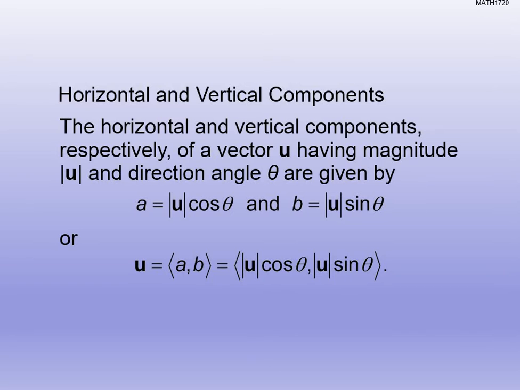So in order to do that, to find the horizontal component, which is A, you're going to use u times cosine of theta, and to find the vertical component, B, you're going to use u times sine of theta. Making sure we're in degrees mode here, okay? So we can rewrite vector u, okay? U of AB is really going to be u cosine theta, comma, u sine theta. So we're literally just substituting in. All right, so let's do an example here.